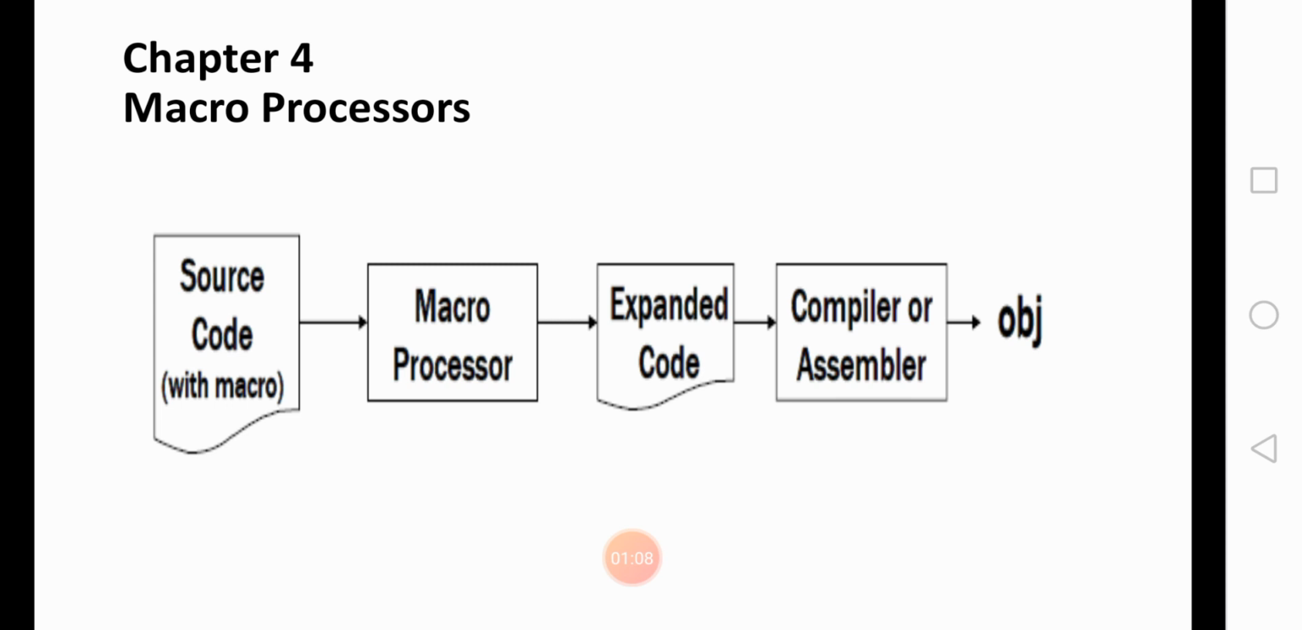Then again, you might observe this particular figure. Source code contains a group of information. The macro processor will replace each and every macro instruction with the corresponding source programming statements. These two things can be called expanding the macros, giving the expanded code. Then we pass it to a compiler or assembler.